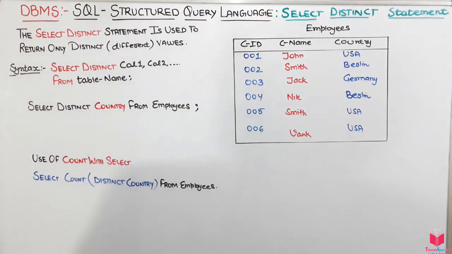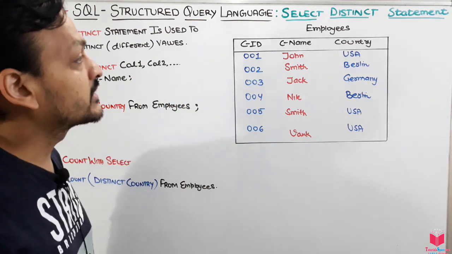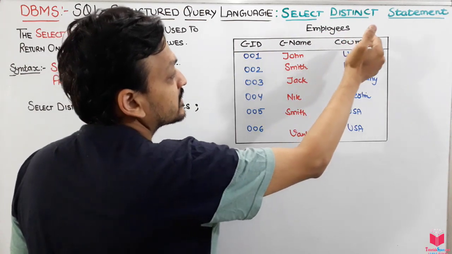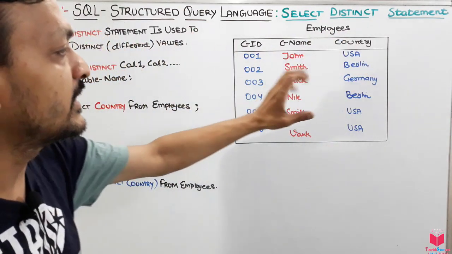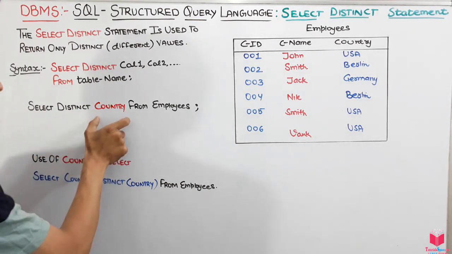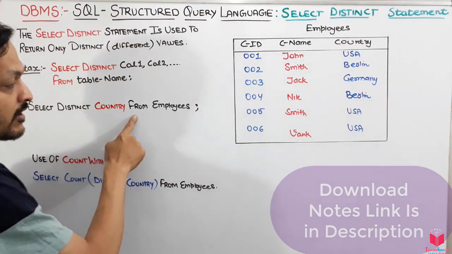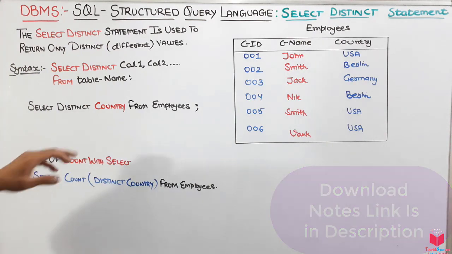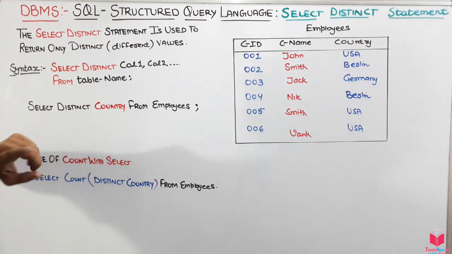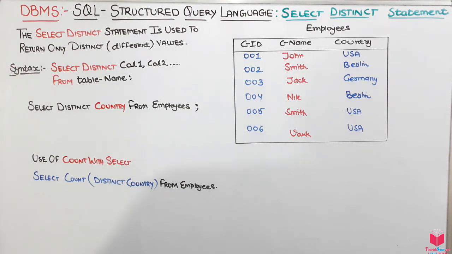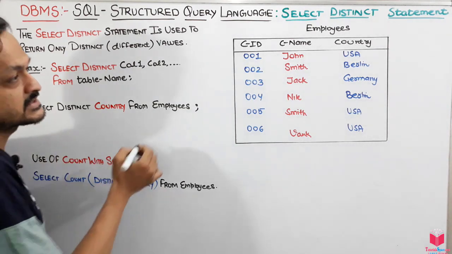Let's see an example. There is a table named employees, and we have the attributes CID, CNAME, country, and these are the data values. Let's see what our query basically does. Select distinct country from employees. The table name is employees, and we are just selecting the country attribute with the distinct values. Clear?